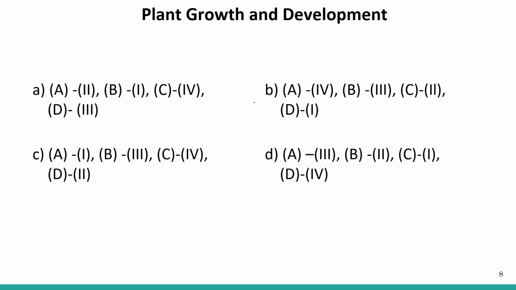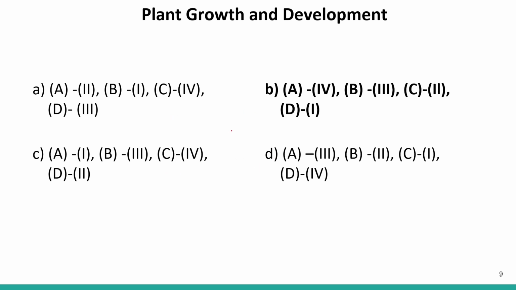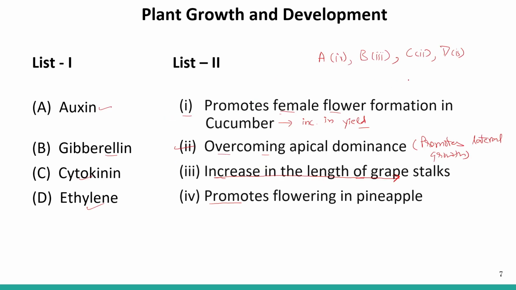Okay, now these are the options. You have to select from them. Okay, you can take your time. So what should be the answer? Answer is option B. We have already discussed how we achieved this option. A is 4, B is 3rd, C is 2nd, and D is 1. Alright. Okay, this was option C.